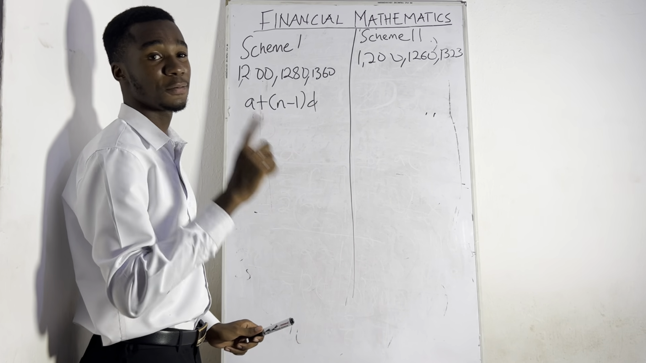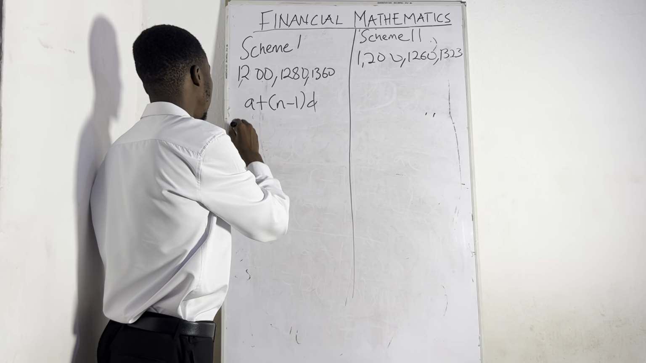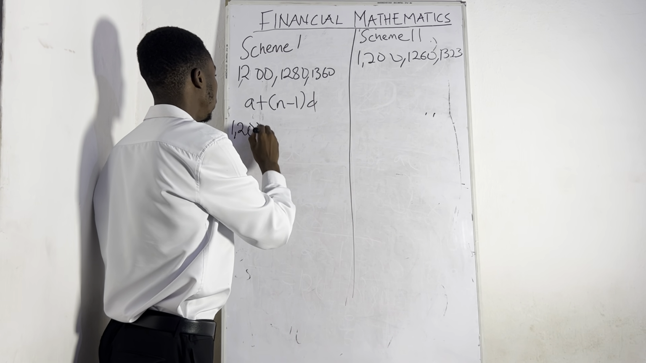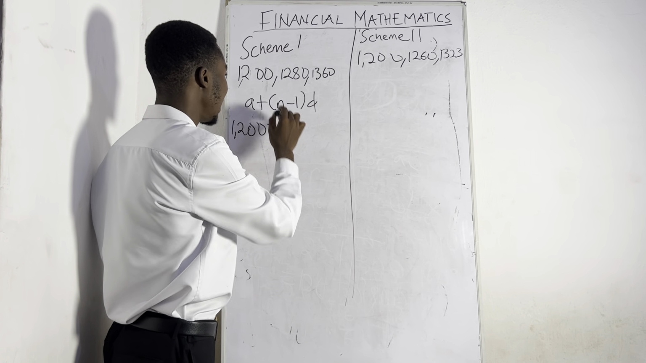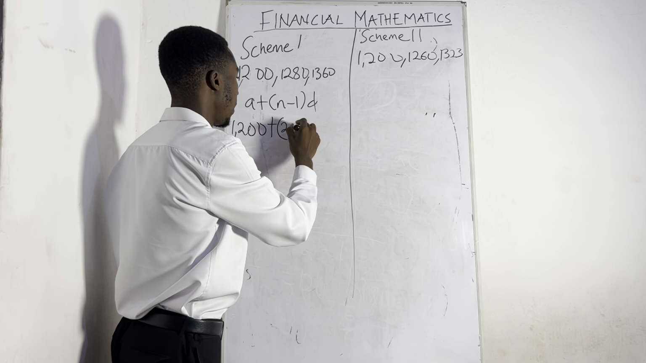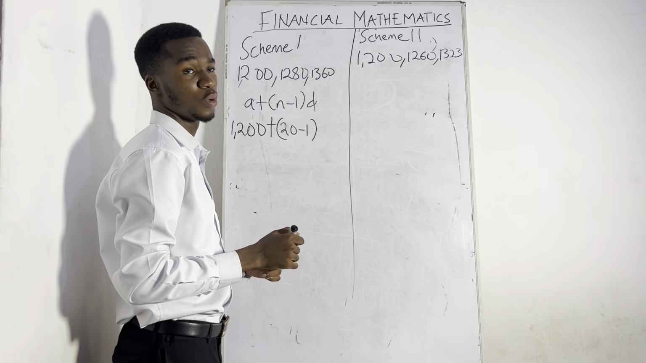And I said a is the first term. So for this one, our first term is 1,200. So 1,200 plus, and it says week 20, so our n is 20. So 20 minus 1, then multiplied by d. d is the common difference.